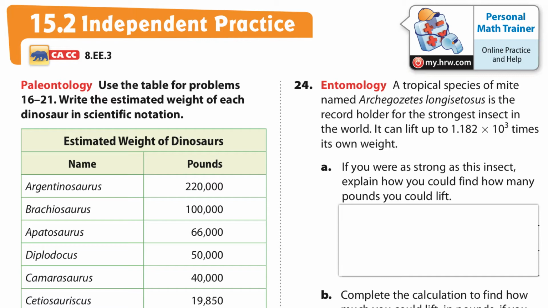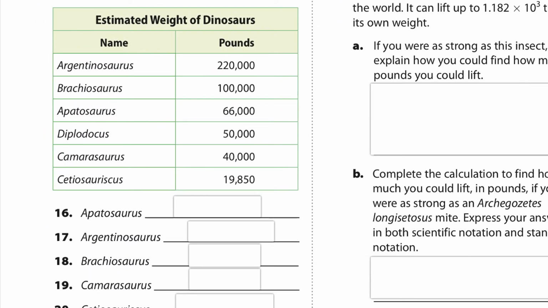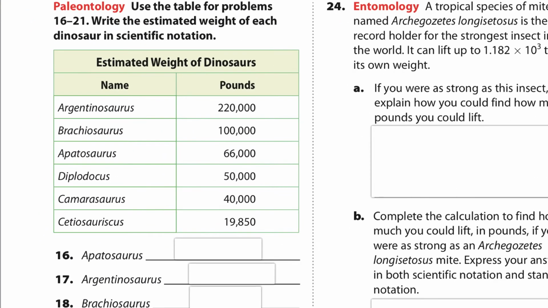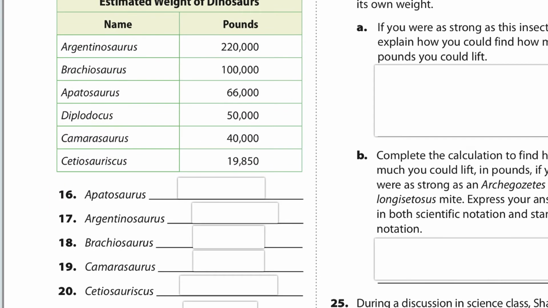And in here, we have estimated weights for dinosaurs. Okay, so we need to express all these in scientific notation. That shouldn't be so bad. That's 2.2. Right? You put the decimal there, move the decimal 1, 2, 3, 4, 5. So it's 2.2 times 10 to the fifth.